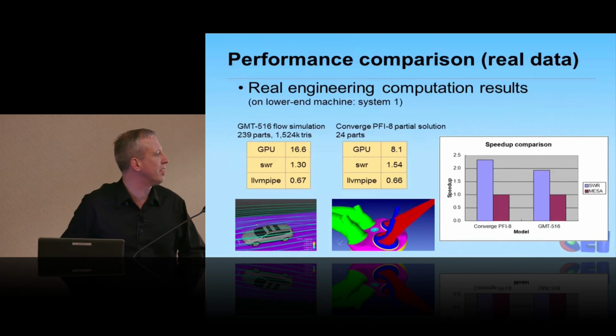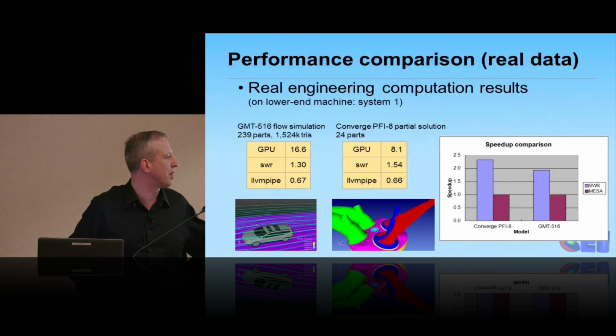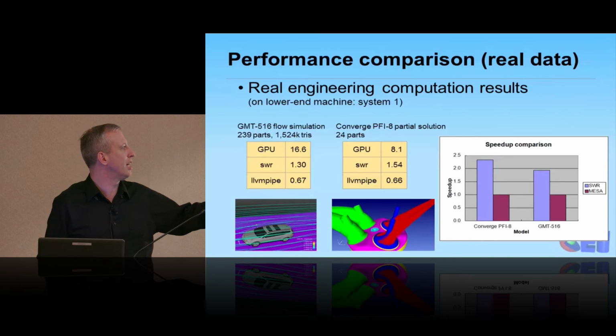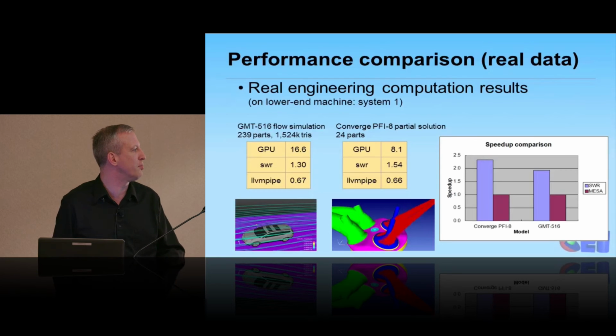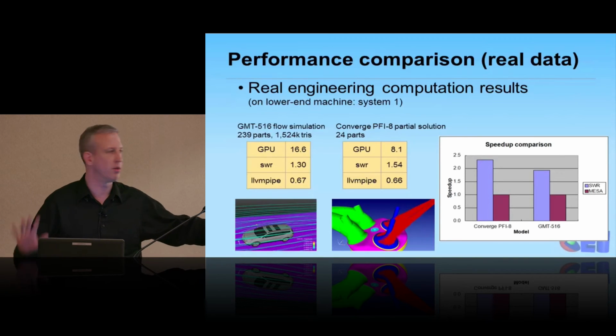This was a test that was run on some real-world problems that we had. This was only run on the first system, on the slower system. And again, we got the same type of results, which was about 2x performance difference between SWR and LLVM pipe. I will say quality was exactly the same, so happy about that.